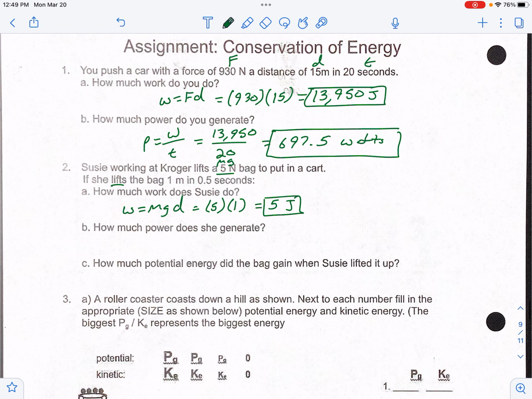How much power does she generate? So remember, power is work divided by time. So my work was 5 joules divided by my time, which is 0.5, and I'm going to get 10 watts.